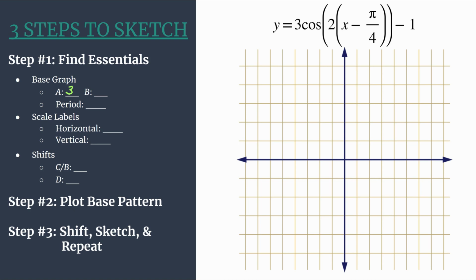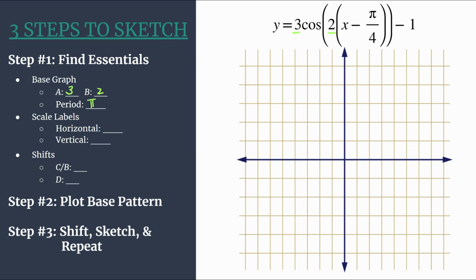All right, we know B, so that was A. B is going to be this 2, so we should have 2 cycles of our graph happening between 0 and 2 pi. And we can also use B to find the period. For cosine, we always do that by taking 2 pi and dividing by B. So 2 pi divided by 2, our period is pi.